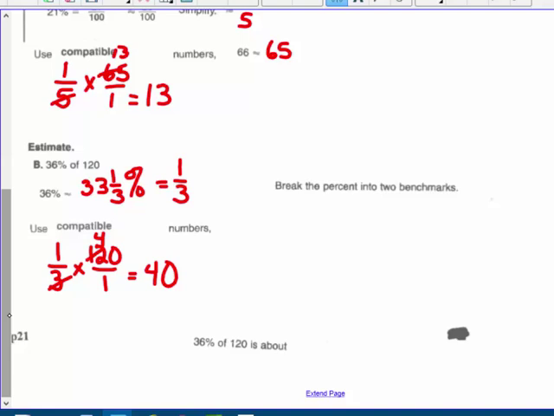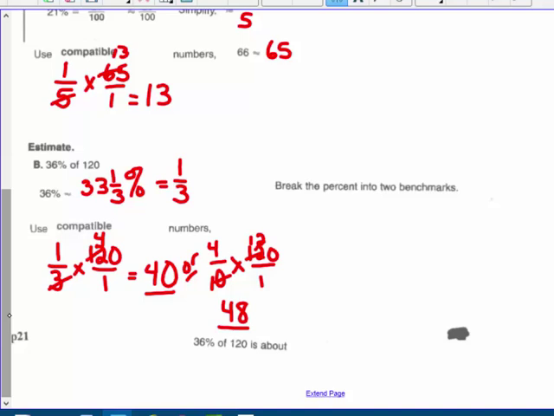I could also say, well, 36%, I could round that up to 40% and say 4/10 for that 36%. So here's another compatible numbers way. I could do 4/10 times 120. And that would be 4 times 12, which would be 48. So I could estimate 36% of 120 as 40 or 48. Both would be about the same. So it's about 40, 48.